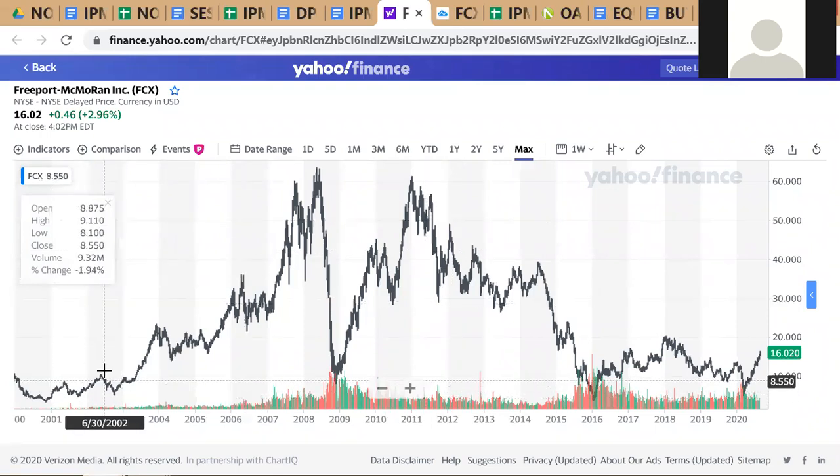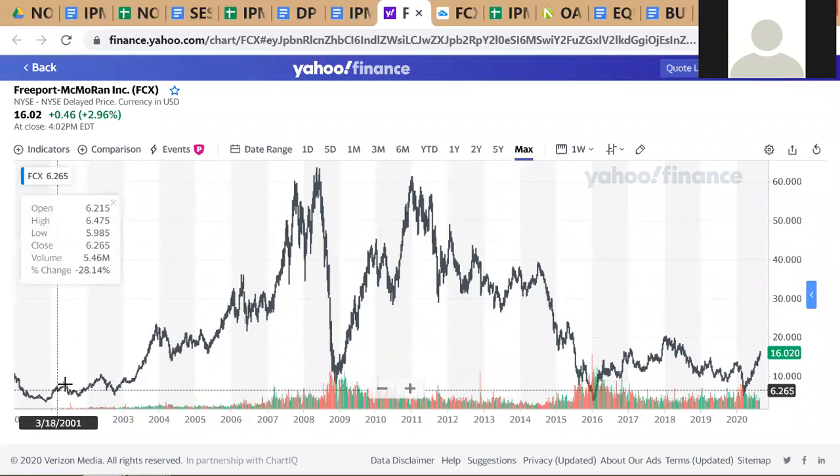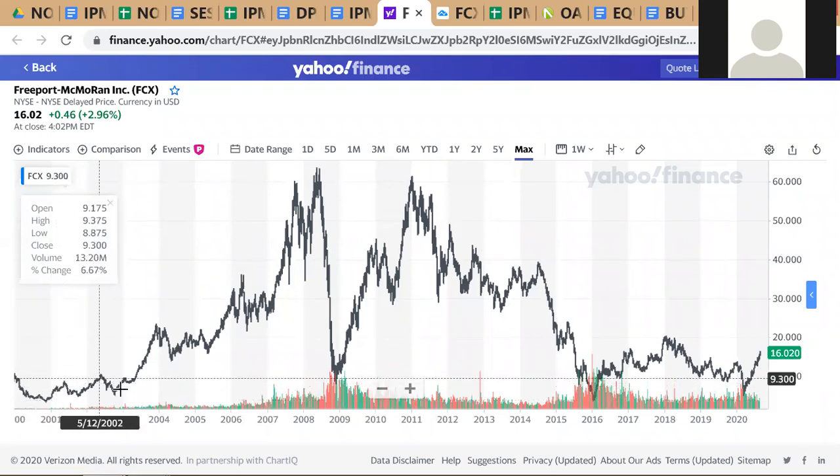Uptrend, higher highs. Read the notes for your own clarity later, but remember it visually. You don't need to read the notes. Higher highs, higher lows, uptrend.